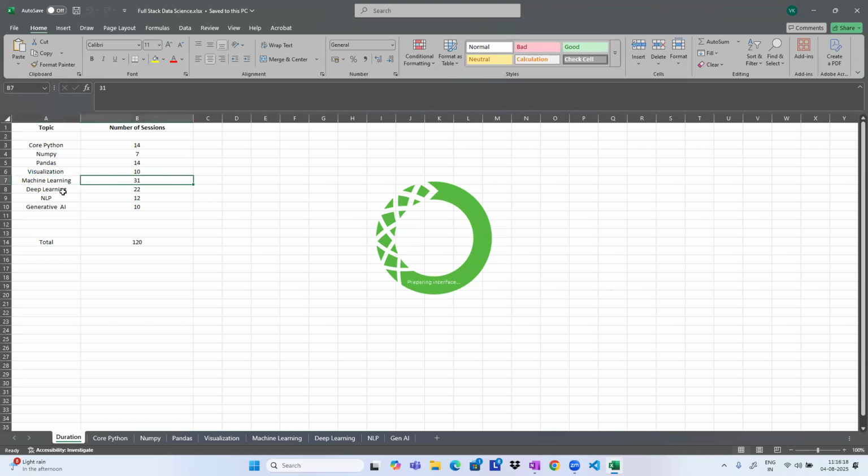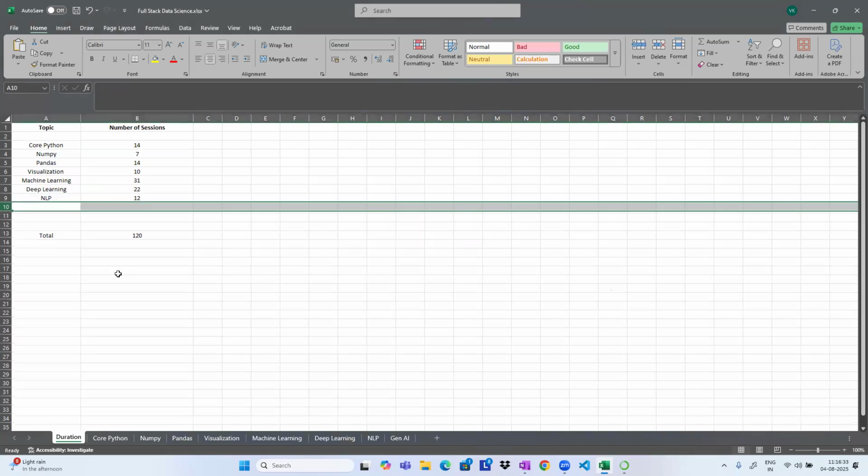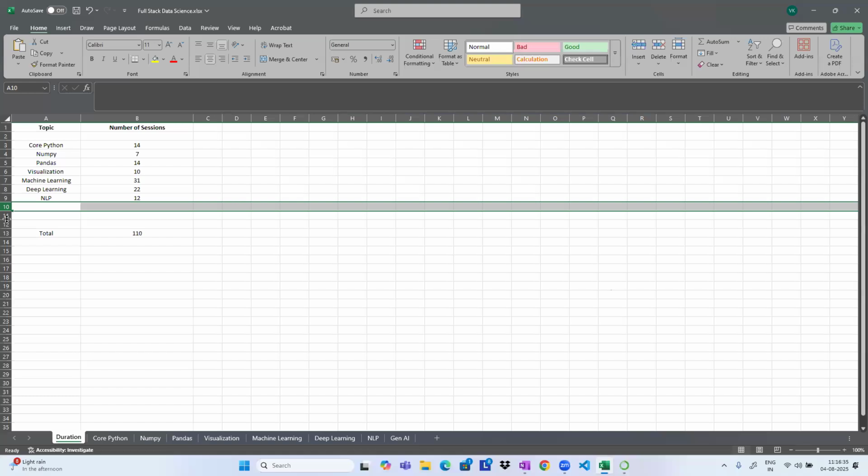Machine learning is 31 days, guys. Deep learning, I said 22 days. NLP 12 to 15 days. Generative AI also some 2 weeks. In total it is almost 120 sessions. We can conclude in around 5 months or a little more. The remaining I just didn't highlight; another 2 weeks you can add to the miscellaneous topics.